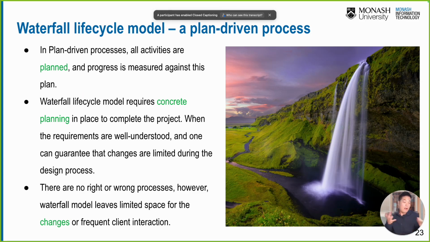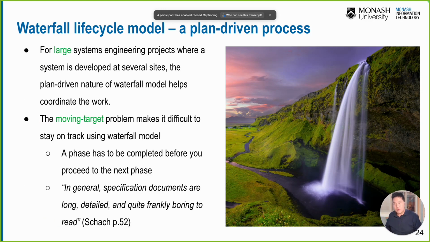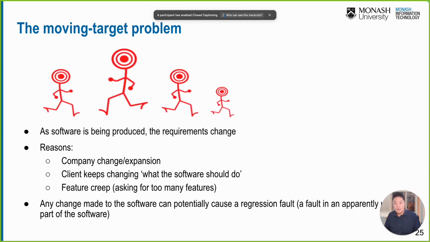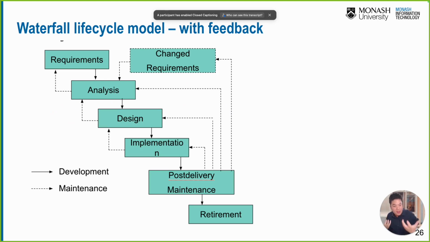We cannot elicit the requirement for 1 year because technology changes every day, right? And another thing is that there's a moving target problem as well. For example, today we want to work on something. This is a requirement, but tomorrow the problem changes. Everything changes. Requirements also change. So how can we handle this, right? That's why people created another process model.